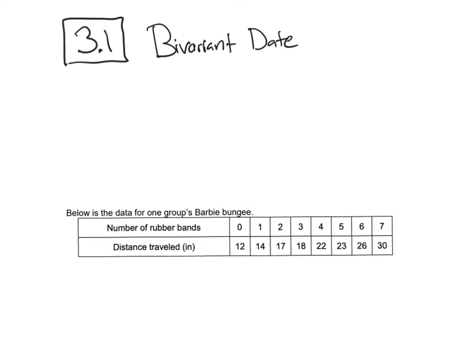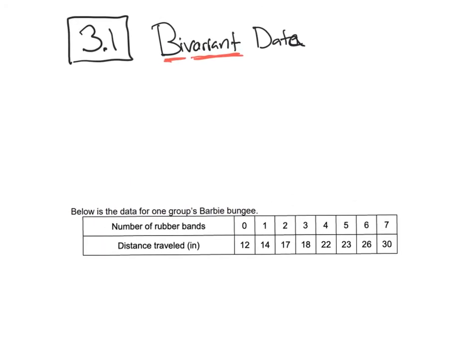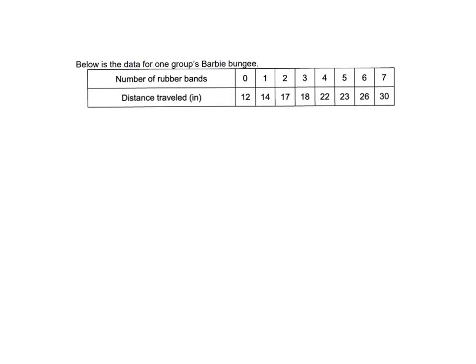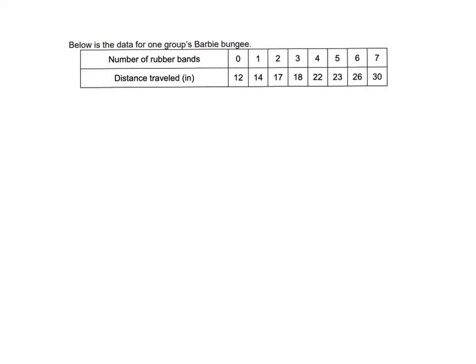Now, if you can break down those words, we got bi, meaning two, variate, variables. It looks like I wrote data. Bivariate, two variables. So let's do the first thing. I got a nice little data set here. Sometimes we do this in class, but we're not in class, and not everybody has a Barbie doll. So let's just talk about it and what could happen.